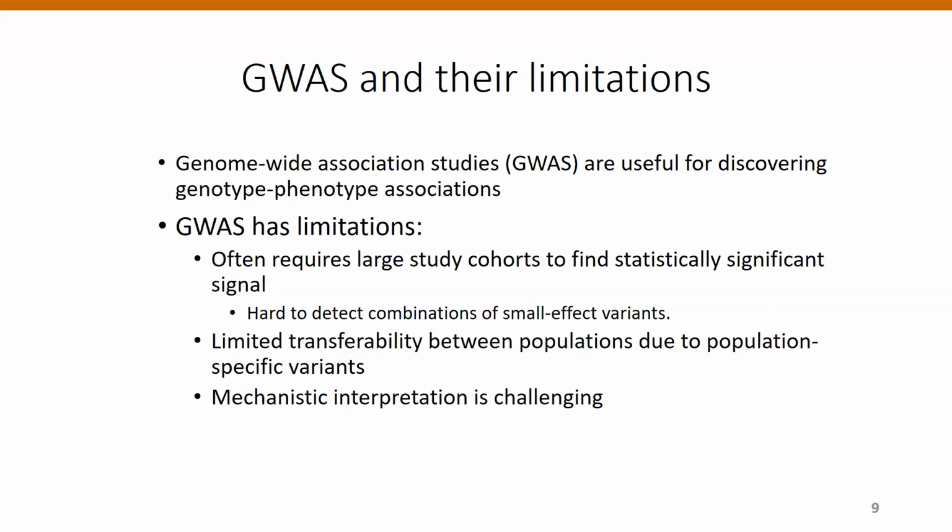And the mechanistic interpretation is challenging because in many cases, if you do find a specific SNP, single nucleotide polymorphism, then identifying the gene that is associated with that SNP is sometimes not very clear. That SNP might be close to more than one gene, for example, or very far from any gene.